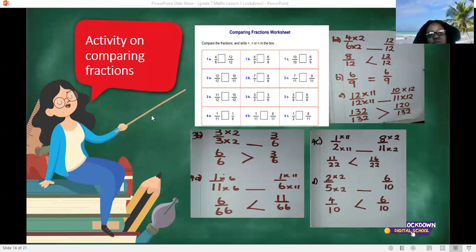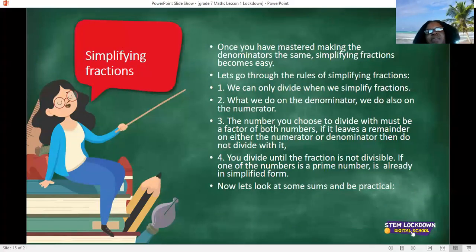I'm going to move on to the last one, which is simplifying fractions. Now, once you have mastered making the denominators the same, simplifying fractions becomes easy. Let's go through the rules of simplifying fractions. 1, we can only divide when we simplify fractions. Simplify means it was bigger and now we're making it smaller. So to simplify, it means you have to make it smaller. So we can only divide, you cannot subtract. We can only divide.